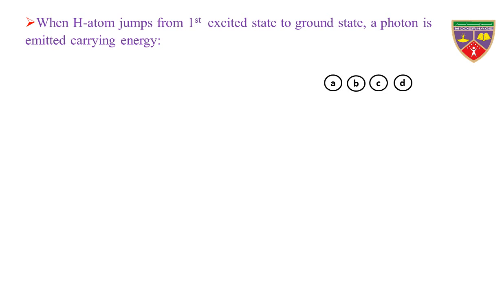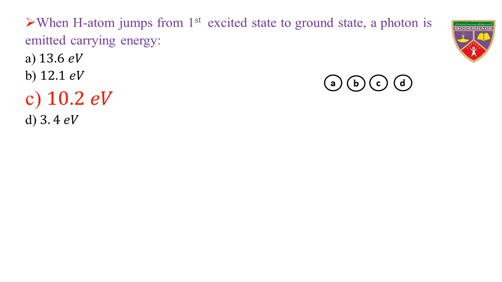When a hydrogen atom jumps from the first excited state to the ground state, a photon is emitted carrying energy: option A, 13.6 electron volt; option B, 12.1 electron volt; option C, 10.2 electron volt; option D, 3.4 electron volts. The key is 10.2 electron volts. Therefore, the correct option is C.